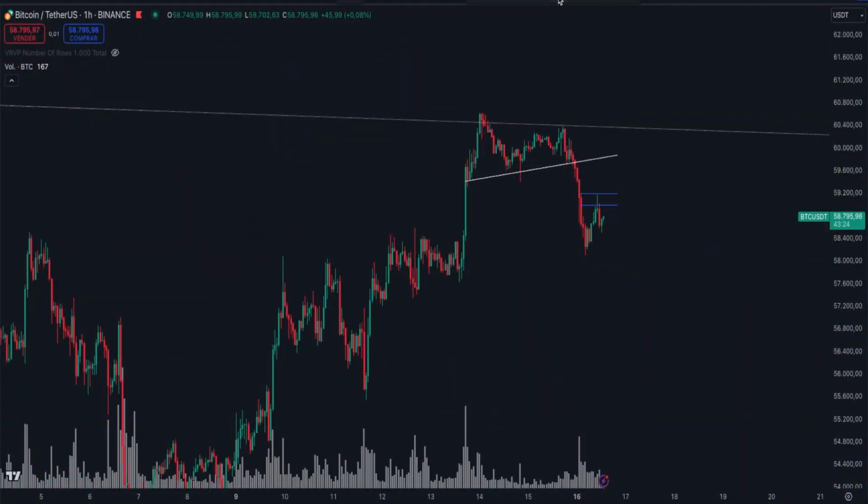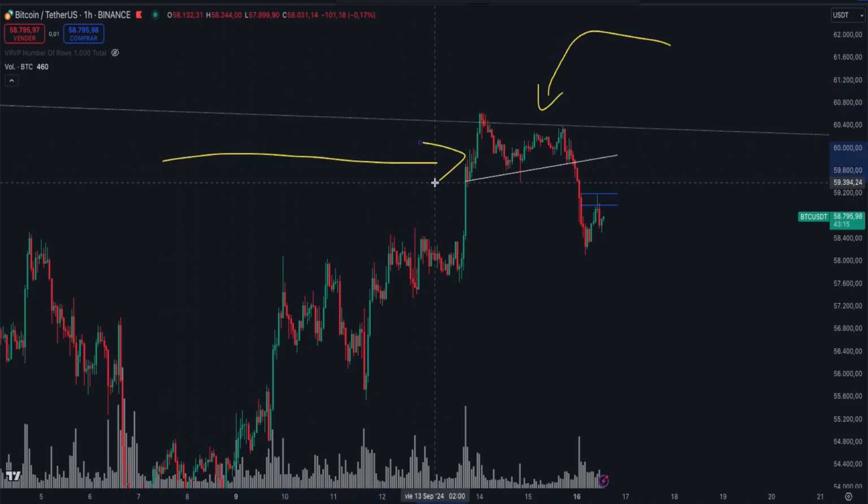Now, let's analyze Bitcoin's situation. It's somewhat similar, but it gives us a unique perspective and valuable information.